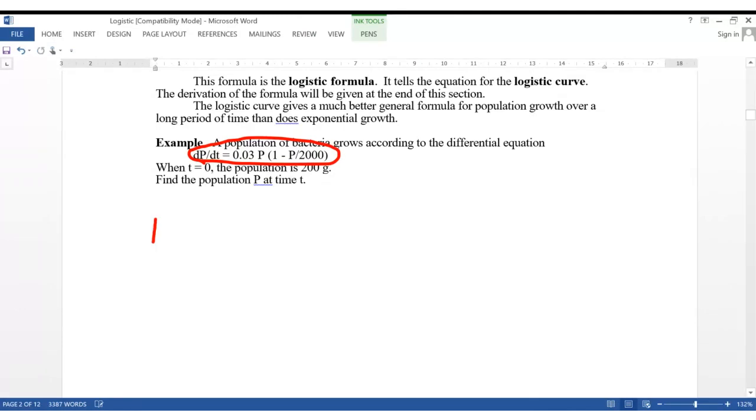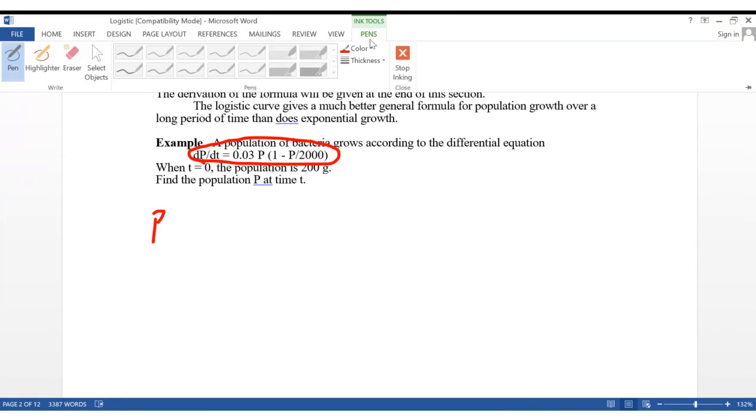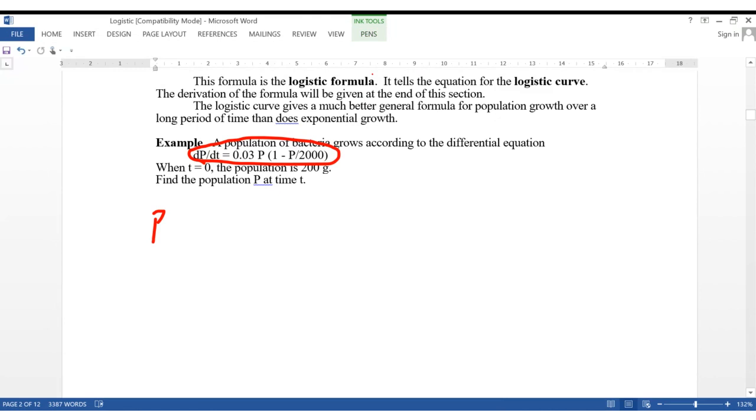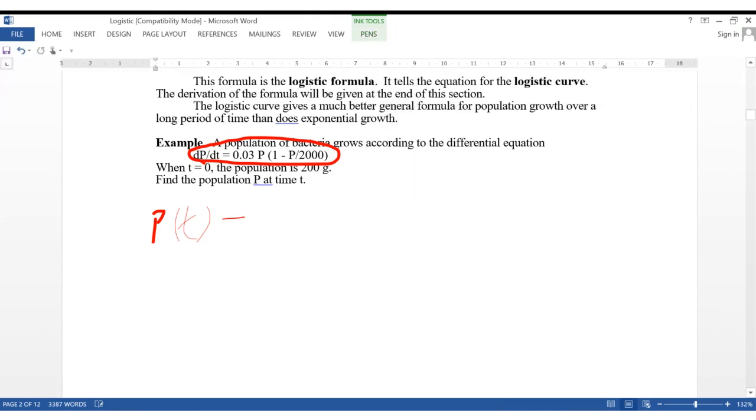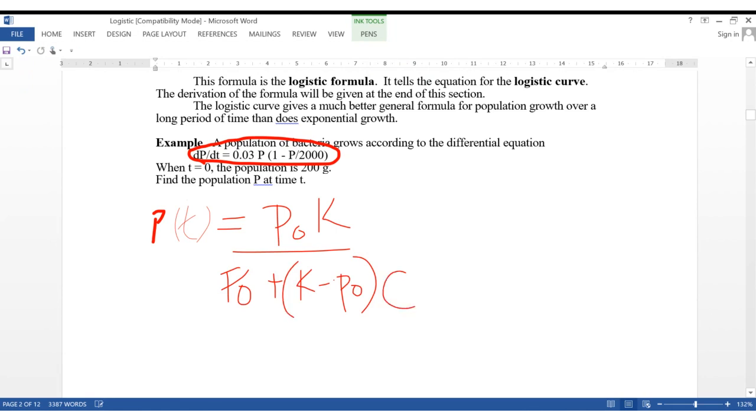P(t) was given by P naught K all over P naught plus K minus P naught, and then you multiply by e to the negative what? Rt. The r is the growth parameter, K is the carrying capacity. So you have been given this equation here. This is what we want.